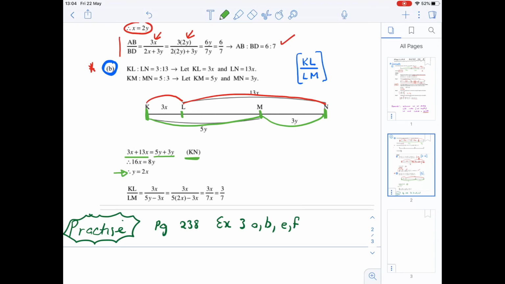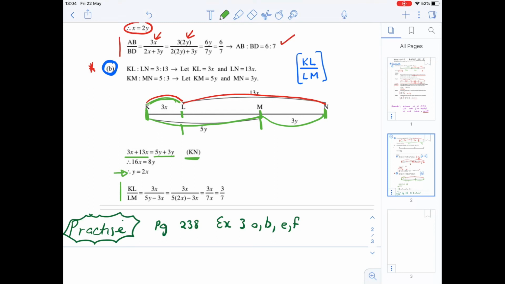Go back to the question. KL is to LM. They want to know that as a fraction. So KL, what is KL? KL is over here, it's 3x. What is LM? So now if we look at LM, which is sitting here, LM is not 5y. It's also not 3y. LM is not anything in terms of x or y, but it can be written in terms of something else plus something else, or another line segment minus another line segment.